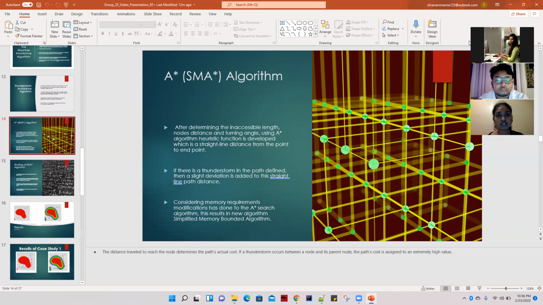Actually, SMA means the simplified memory bounded algorithm. Considering the memory requirements, a few changes have been made to the A-star search algorithm. This results in the simplified memory bounded algorithm. If a thunderstorm occurs between a node and its parent node, then the path cost is assigned a high value. Next, the working of the SMA algorithm.